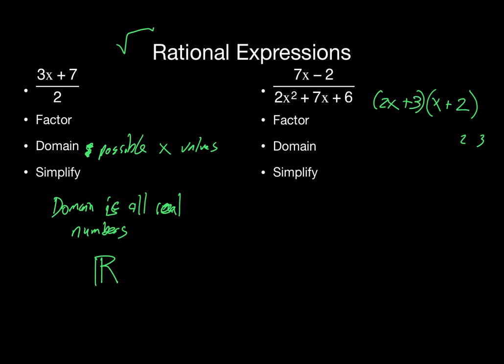And what I was saying is, so first, 2x times x is 2x squared. Outside, 2x times 2, that's 4x. Inside, 3 times x, that's 3x. So 3x plus 4x is 7x. And then 3 times 2 is 6. So my denominator could factor like this, with 7x minus 2 in the numerator. I now have it factored.